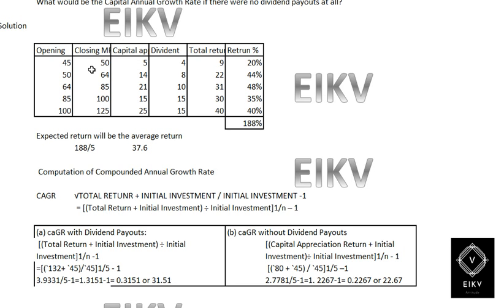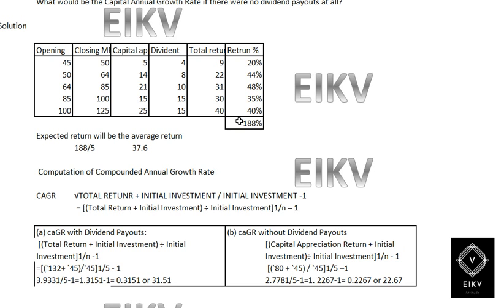The same way in the second year, the closing market price of the first year would be the opening market price of second year, and closing market price of the second year is given in the question as 64. Therefore the capital appreciation would be closing minus opening, which will give you 14, and the dividend distributed would be 8. Therefore the total return will be 14 plus 8, which gives you 22, and 22 divided by opening price would give me the return of 44%. The same way you need to compute the other 3 years.